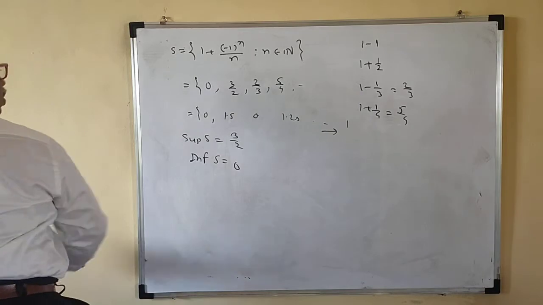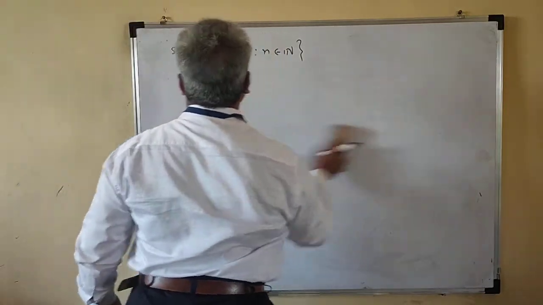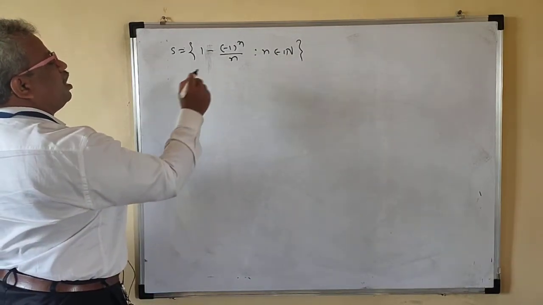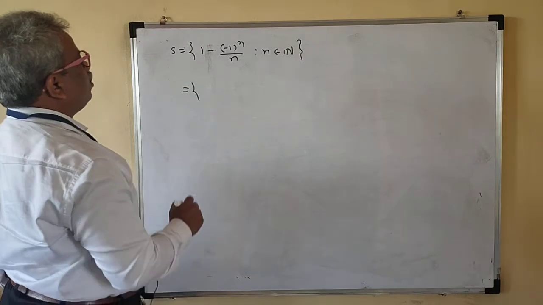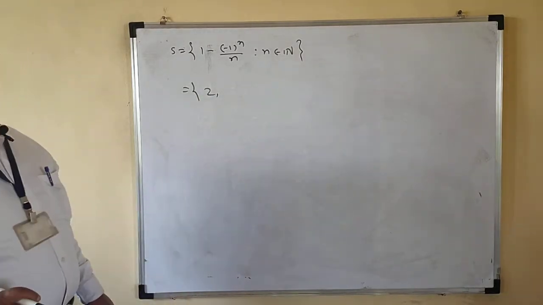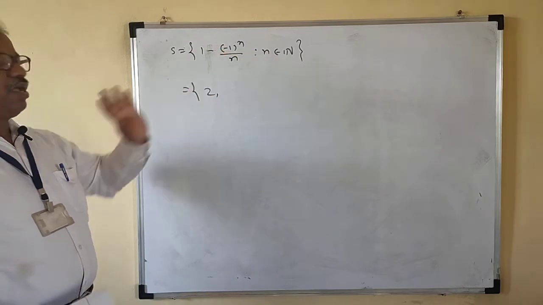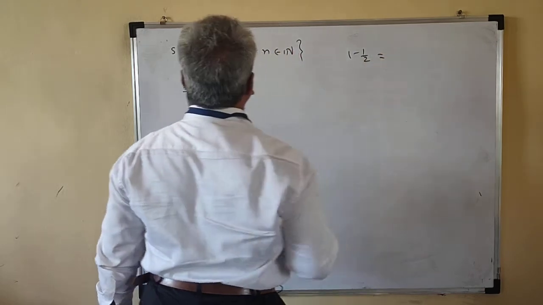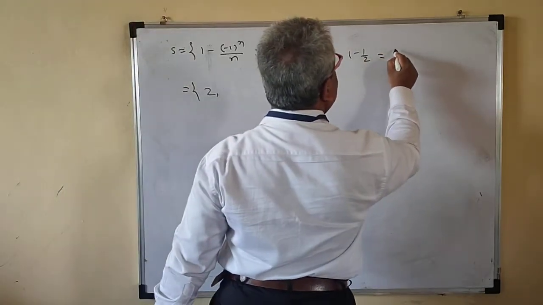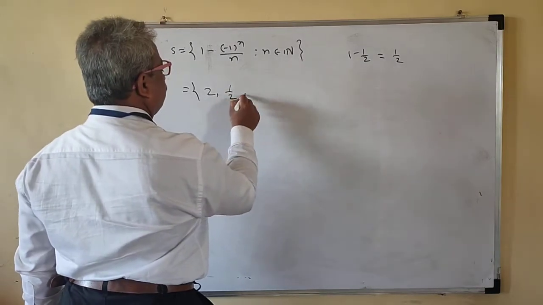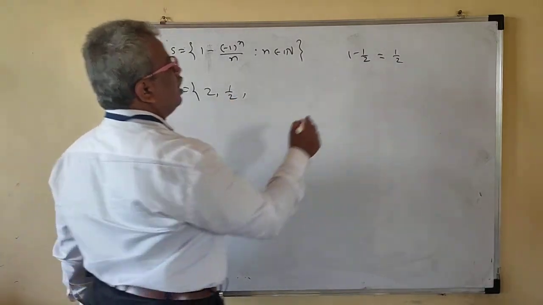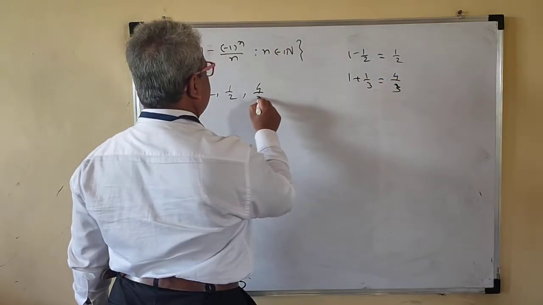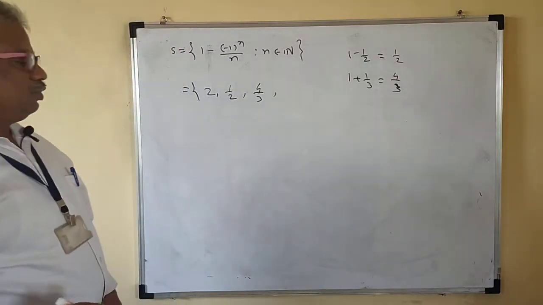For 1 plus, what happened for 1 minus now? If you take minus here, then what happened? We'll write the numbers now. If n is equal to 1, then this will be 2, because minus minus becomes plus. If n is equal to 2, then this is 1 minus half, which is half now. If n is equal to 3, then this is 1 plus 1 by 3, so this is 4 by 3. So 1 point something like this.